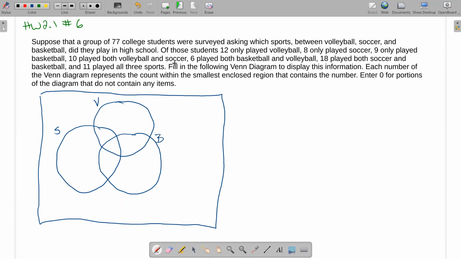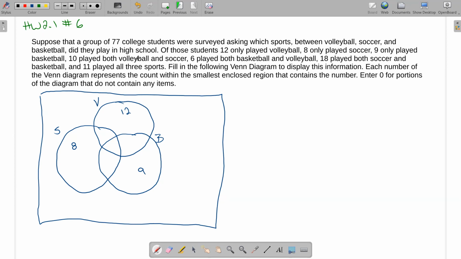All right, so of those students, 12 played volleyball. 12 only played volleyball. Okay, so to only play volleyball, that means they would live in this region up here, outside of the soccer and the basketball area. So I feel pretty confident putting a 12 there. 8 only played soccer, so that would put them in this box as opposed to the whole circle. 8. 9 only played basketball.